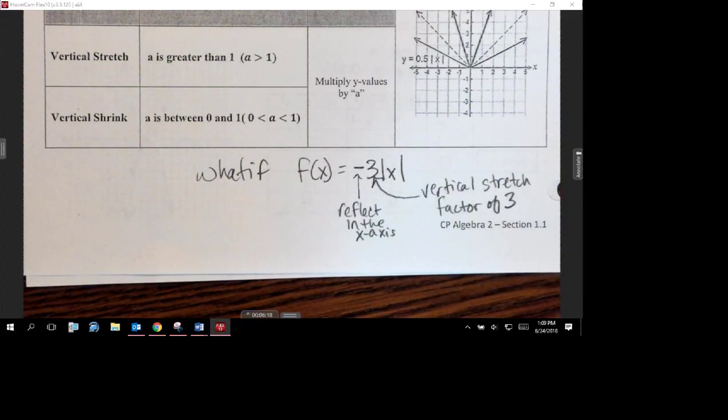So when you have a negative number, it's actually two transformations. If you just have a positive number, it will just be the stretch or shrink.